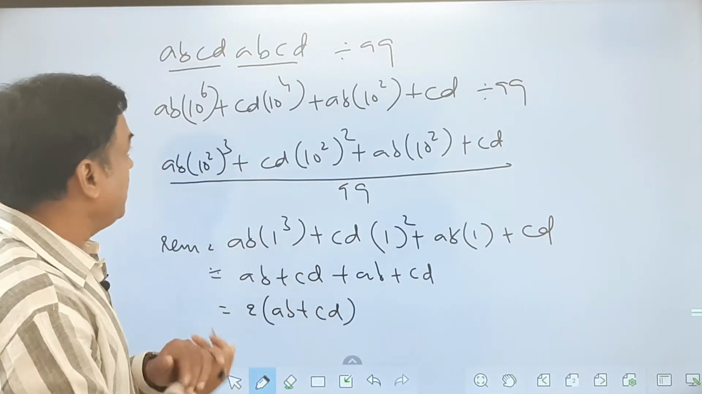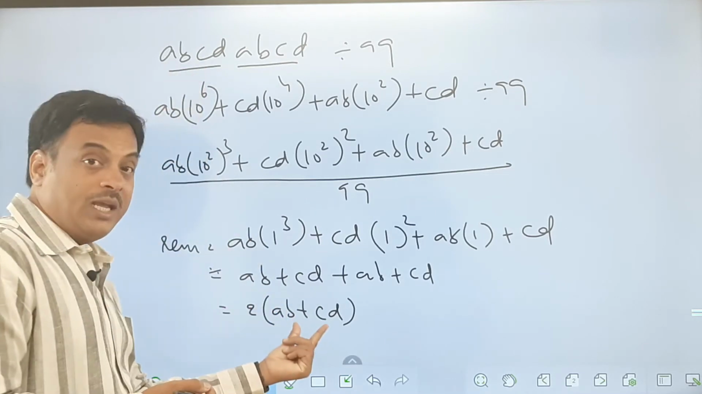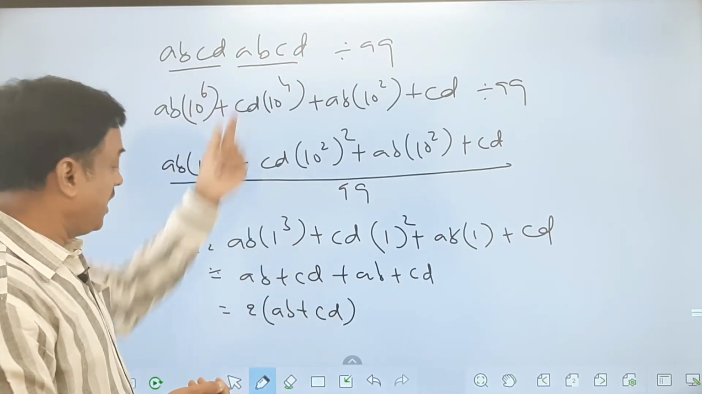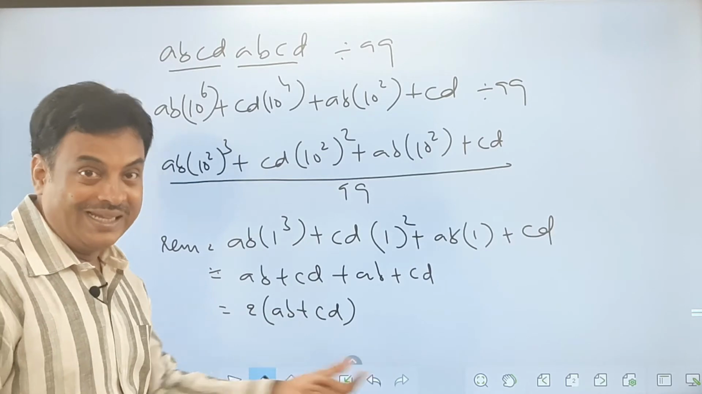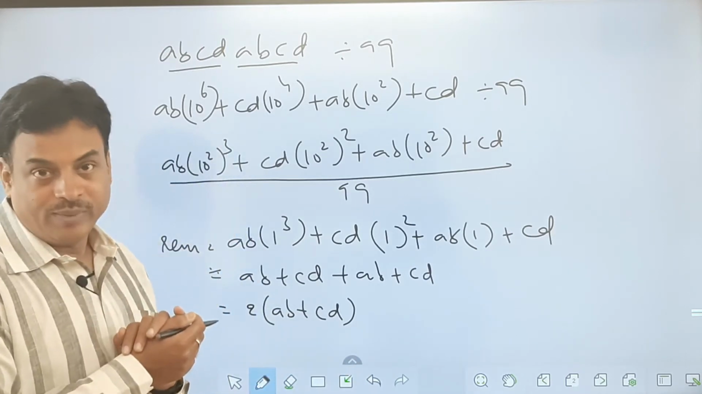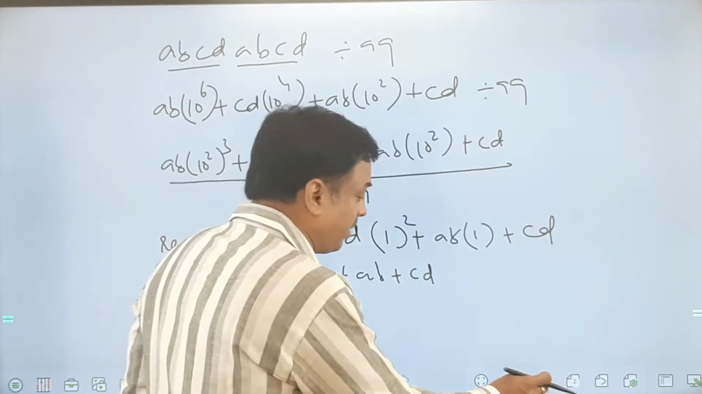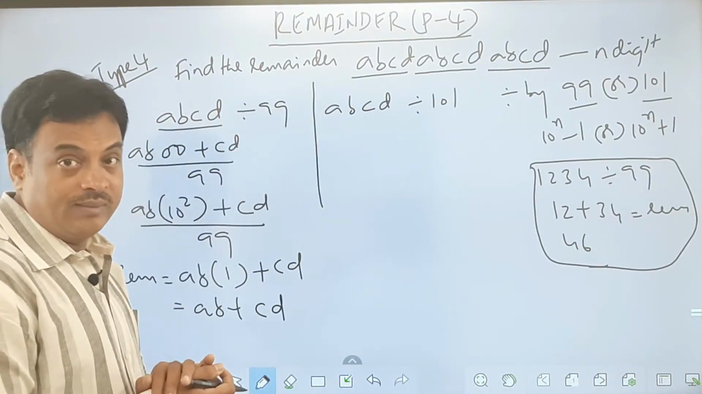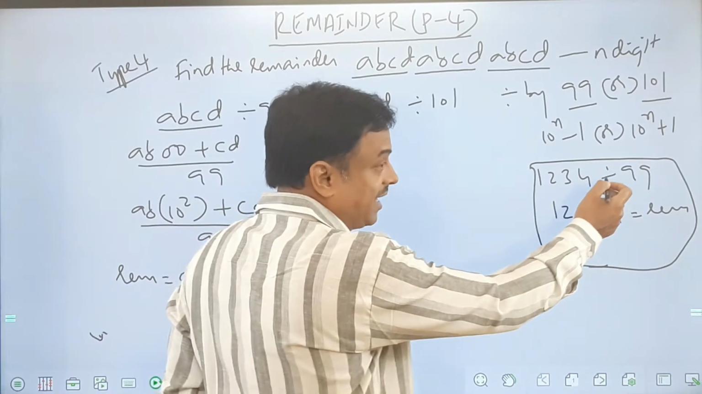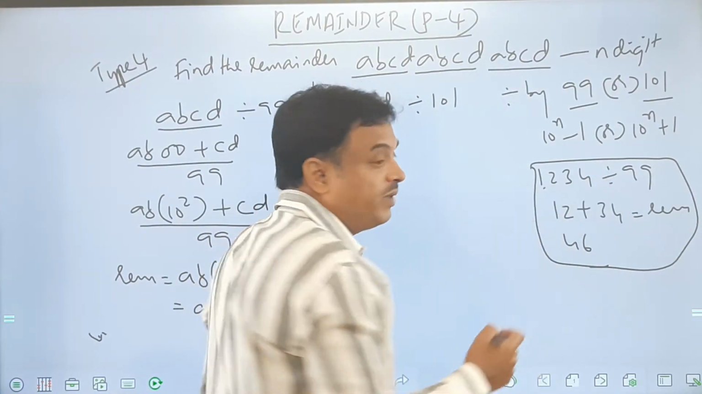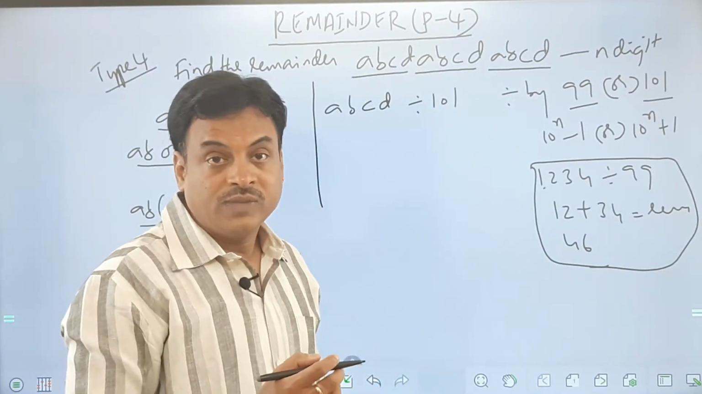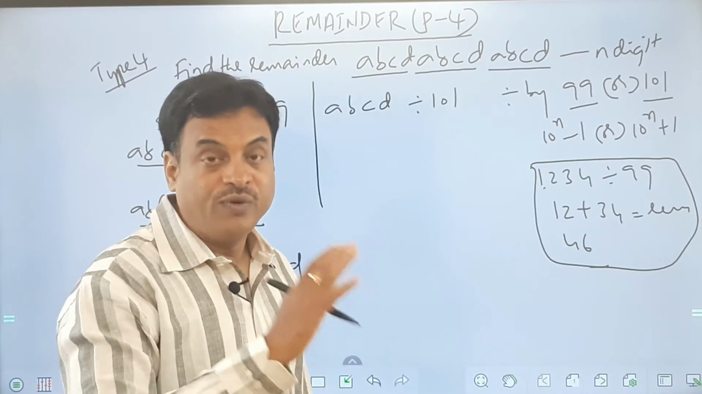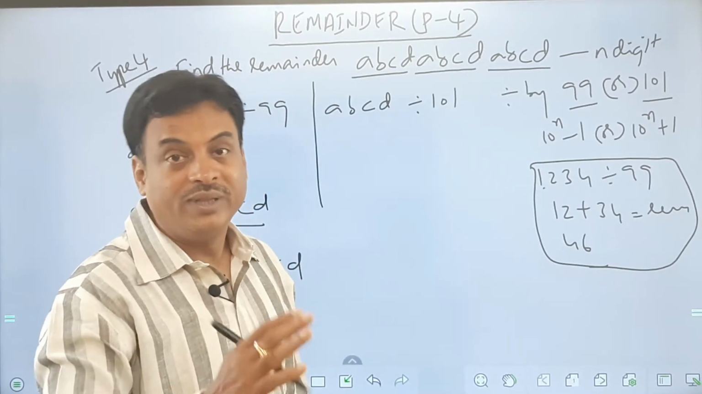So what I understood: if there is only one time, I'll get one time of AB plus CD. If I have 2 times, I'll get 2 times of AB plus CD, and so on it continues to happen. This logic, I'll apply it in the previous point here. So this is what we need to understand. Suppose this is for 200 digits, how many 4-digit units will form? I'll get around 50 times. So 50 times of AB plus CD will be the remainder.